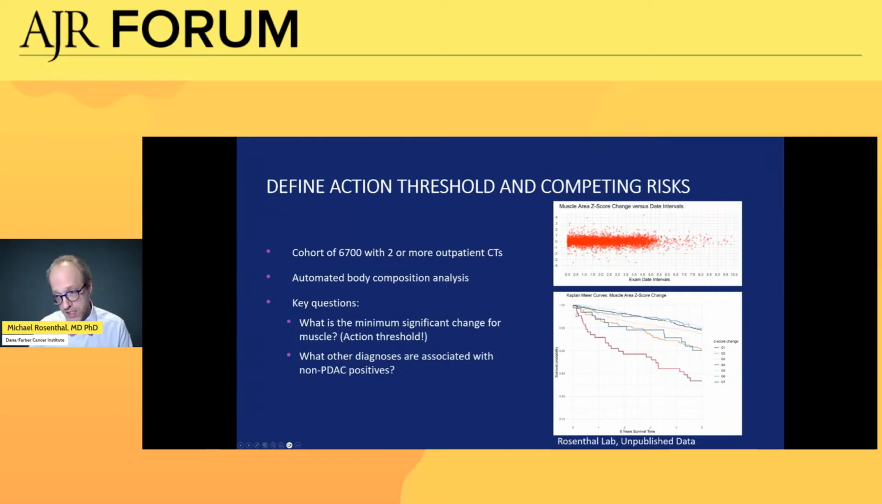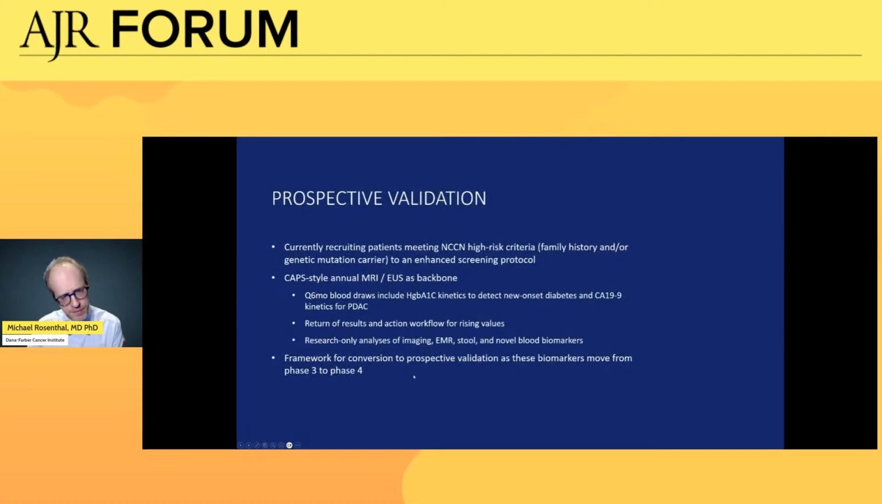And we've also looked to see if this is impactful. And in fact, the people who have the greatest degree of loss, minus 1.5 z-score units, have significant declines in their overall survival from all causes that extends out at least 5 years. So now we're defining this action threshold, and we're also working through the competing risks, the other diagnoses that are associated with these positives. Prospective validation is the next big step, where we have a study open right now where we're recruiting patients who meet the NCCN high-risk criteria to an enhanced screening protocol.